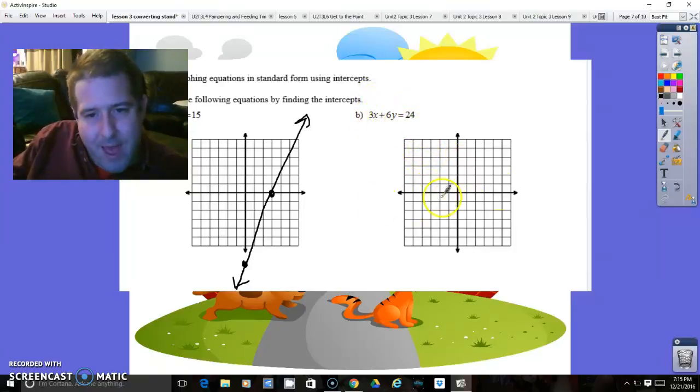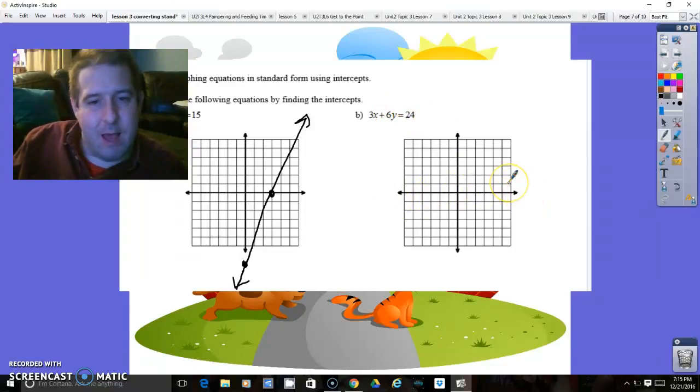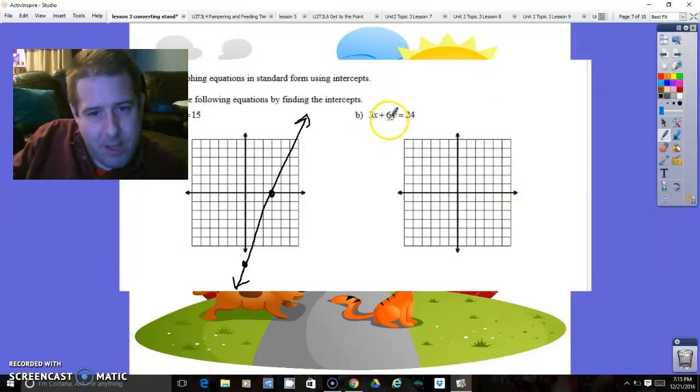So if I want to find the x-intercept, all I got to do is make y 0. Because you think about it, anything on this axis has a height of nothing, which makes y 0. 6 times 0 is 0, so that's gone. 3 times what is 24? That would be 8. 1, 2, 3, 4, 5, 6, 7, 8. Now, maybe it'd been a better strategy to make each box worth 2, but since I've already made each box 1, I'm going to keep going.